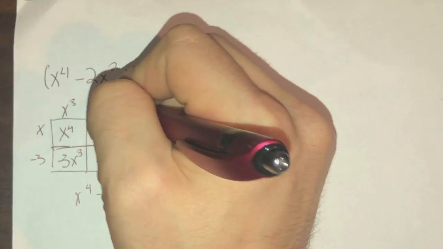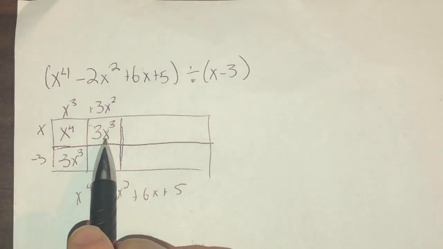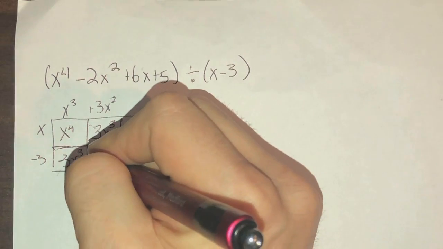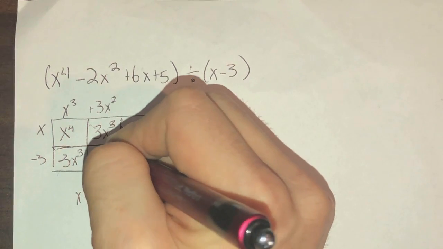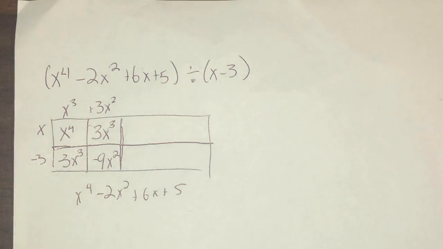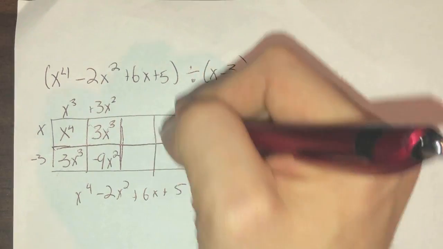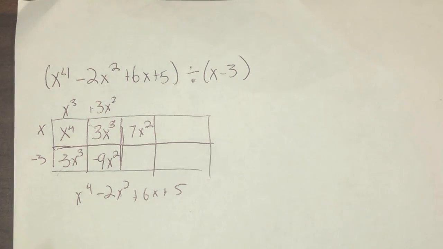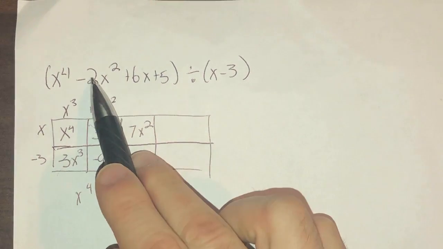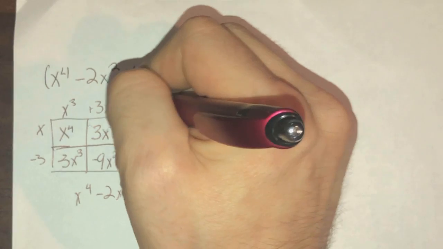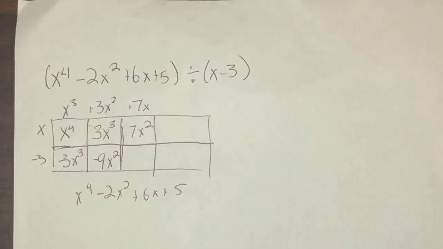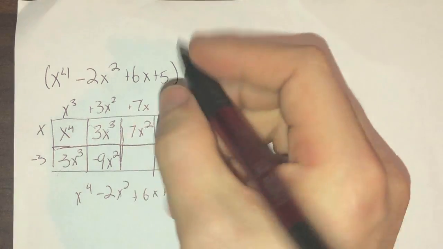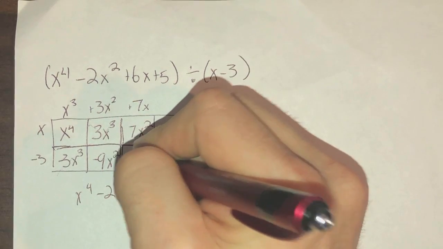Okay, then I put a 3x squared, because to get this to be 3x squared, I have to have 3x squared times x, and then 3x squared times -3, that's -9x squared. I need -2x squared in my answer, so this has to be positive 7x squared, because -9 plus 7 is -2. So it needs to be 7x, right, because 7x times x is 7x squared. 7 times -3, that's -21x.